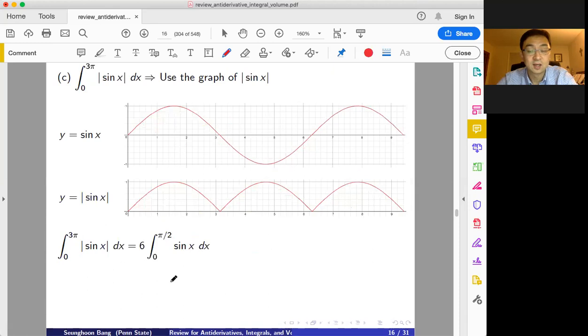So like this. The next is the integral of sine x. Do you know what the integral of sine x is?